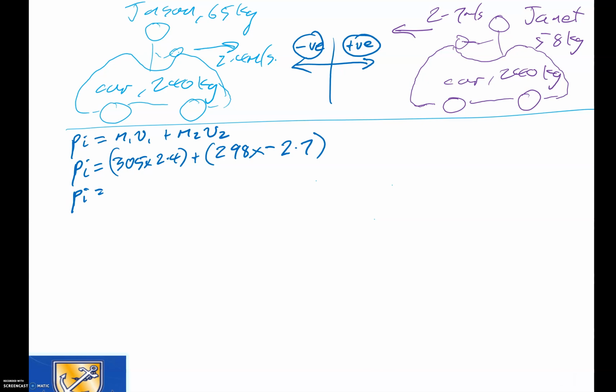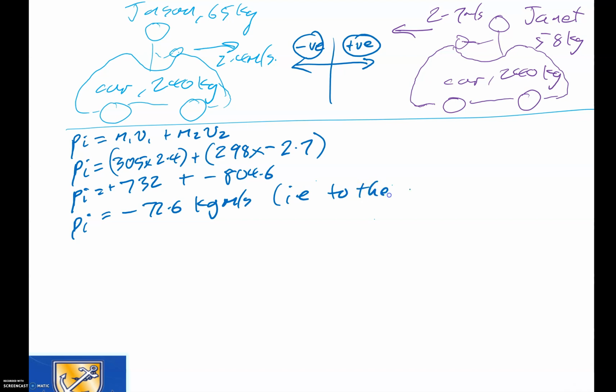So 305 times 2.4 is going to give us 732, which is going to be a positive number, and then add on a negative number, which is going to be 298 times 2.7, 804.6, which is negative. That's going to be a total of negative 72.6 kg meters per second, in other words, to the left. We know that the wreck of the two of them will be moving to the left.